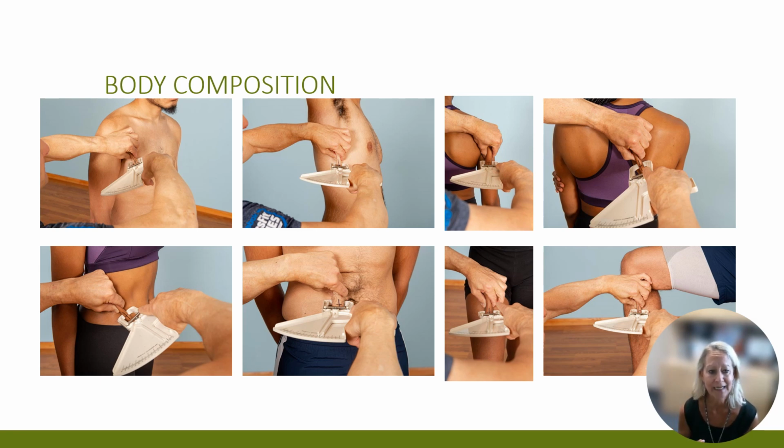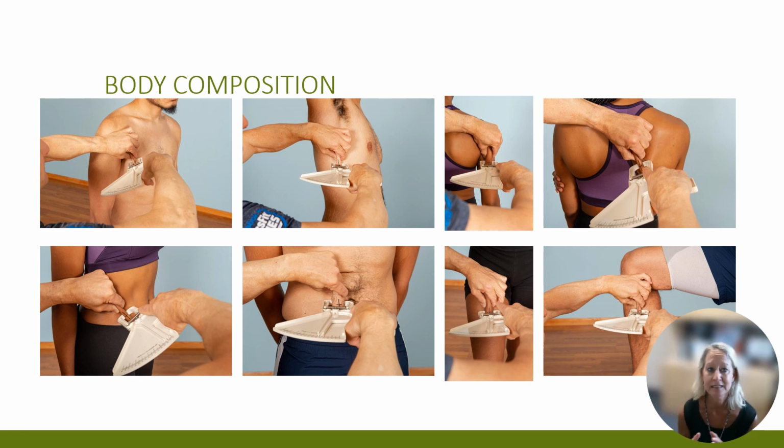The suprailiac, on the lower left-hand corner. The skin fold is taken just above the iliac crest, or the hip bone, at the front of the body. In line with the natural waistline, it's usually about 1 to 2 centimeters above the anterior superior iliac spine and is taken nearly horizontally, but it follows the natural fold lines of the skin. A diagonal fold parallel and superior to the iliac crest.